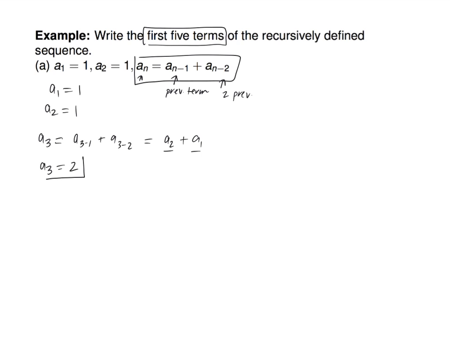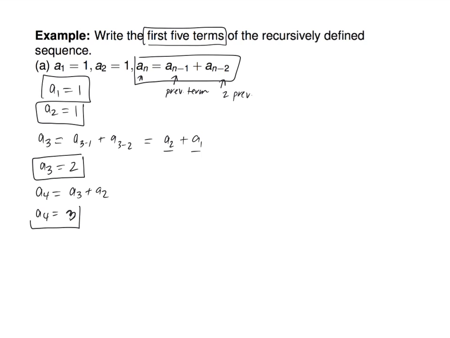A sub 3 is equal to 2. A sub 4 would be equal to a sub 3 plus a sub 2, right? And so a sub 4 would be equal to 3. And how about a sub 5? That'd be a4 plus a3, right? Which would be 3 plus 2 or 5. What would a 6 be? Which is 8. And then 8 plus 5 would give you the next one, which is 13.